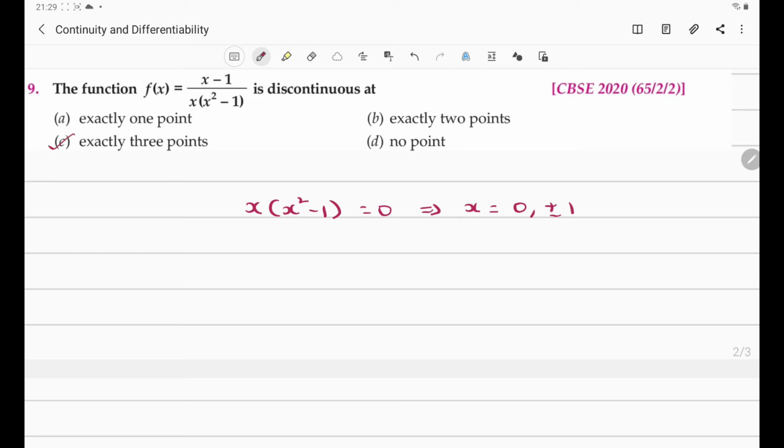So, one should also observe that even though you have common factors x minus 1, that should not be cancelled because only the two factors will be cancelled when both are non-zero numbers. So, x minus 1 should not be equal to 0, then only they can be cancelled. So, whenever we are given a problem with a common factor, we should not cancel out the common factors. So, the right option is exactly 3 points.